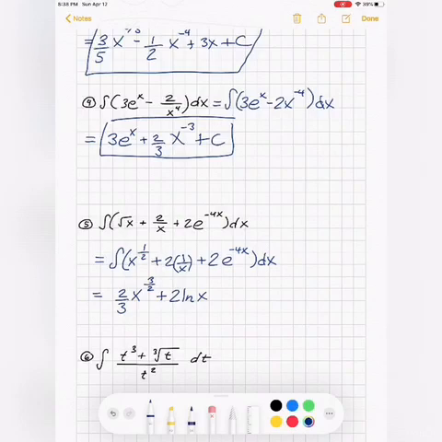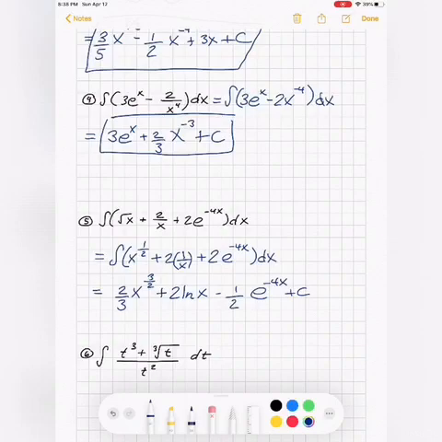Okay, let me see if I can figure this one out. Okay, I'm going to have e to the -4x. If I was to differentiate that, I'd bring the -4 down. So 2 over -4? See if that's right. -1/2?